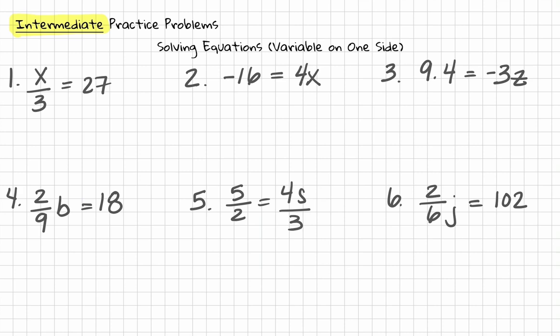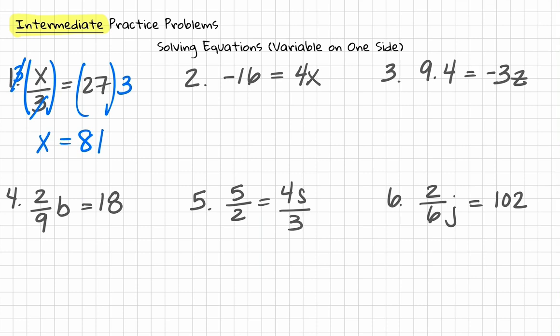Okay, so for number one, I have x divided by 3 equals 27. The variable is only on one side, but to isolate it, if I have it divided by 3, I have to multiply it by 3. So on this side, I multiply it by 3. That canceled out, and so you have x is equal to 81.